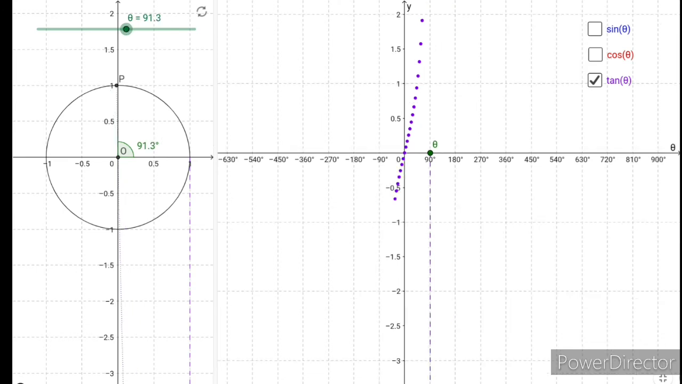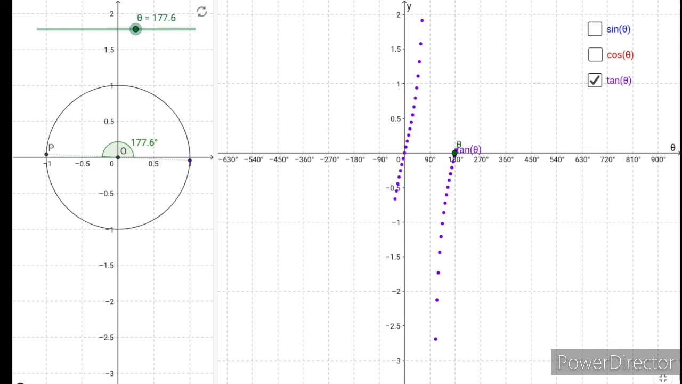So as I keep on increasing after 90, if you observe that dotted magenta line, the length keeps on decreasing, but it is on the negative side. So tan theta keeps on increasing from a large negative value. When it becomes 180, the length of the dotted magenta line becomes 0. So tan theta becomes 0 at 180.